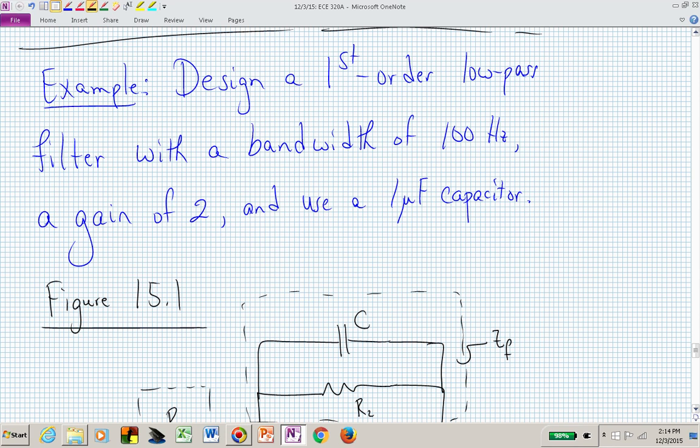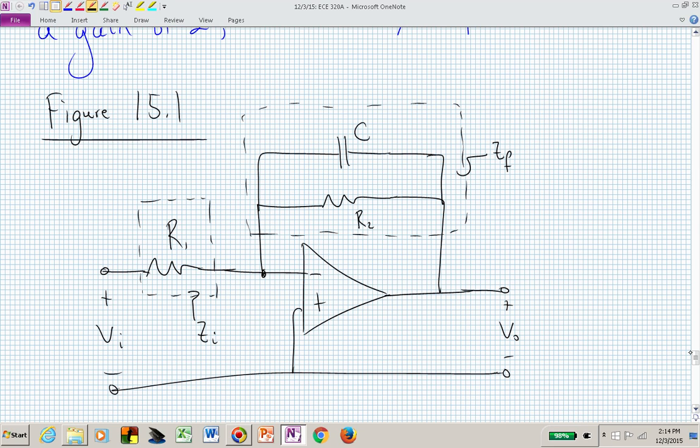What I want to do here is finish up this example that we were unable to complete in the last part of today's lecture. This example is to design a first-order low-pass filter with a bandwidth of 100 hertz and a gain of 2, and use a 1 microfarad capacitor. We can find a first-order low-pass filter in figure 15.1 in the textbook, which has R2 and C in parallel in the feedback path and an R1 in the input path feeding into our inverting terminal.